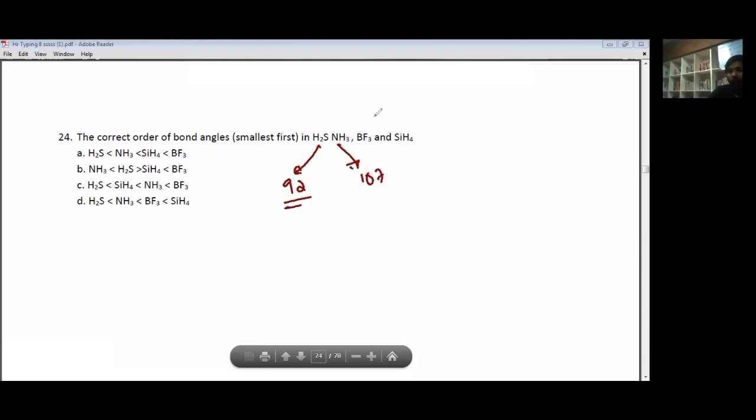Ammonia is 107. BF3 is nearly 120 degrees. SiH4, since silicon is similar to carbon in bonding, is approximately 109.5. So the greatest bond angle is for sp2 hybridized BF3. So the choice, I think, is A. So the next question.